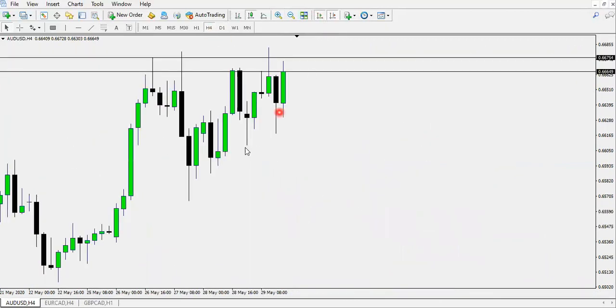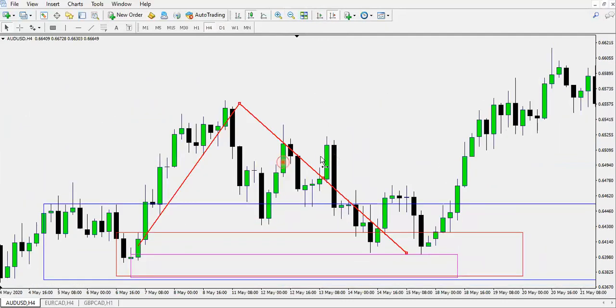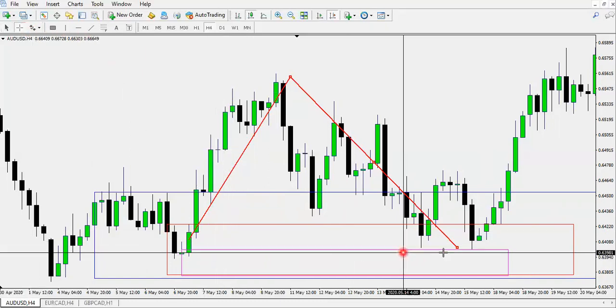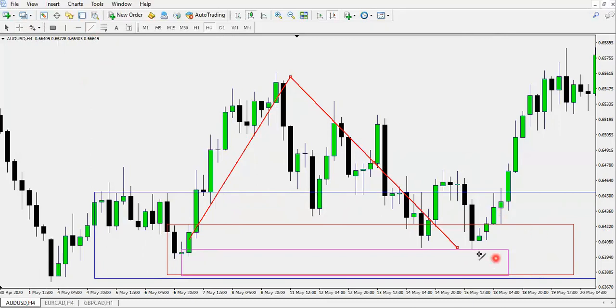So if we look now at the 4-hour order block, which is the red box, you can see that price only came to about halfway of the 4-hour order block and only tapped or just touched our 1-hour order block and sent price on its way up. Now, this is the ideal way to trade and use order blocks, is to identify multiple order blocks inside higher time frame order blocks.